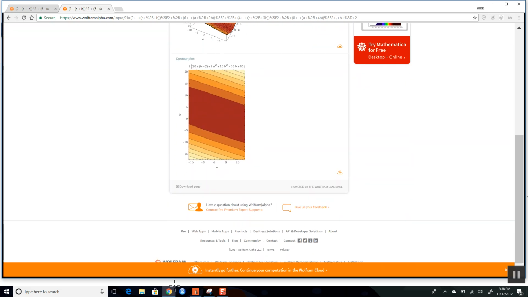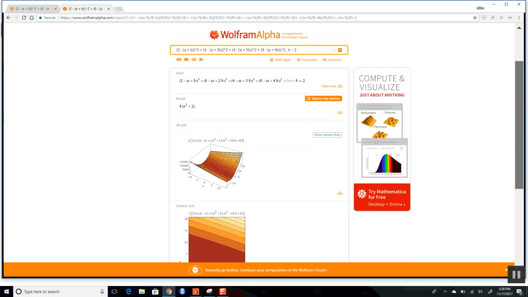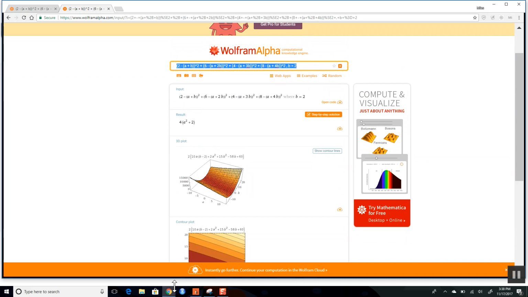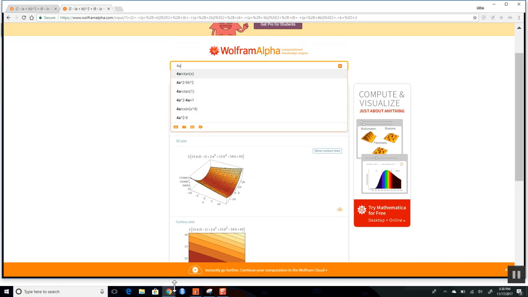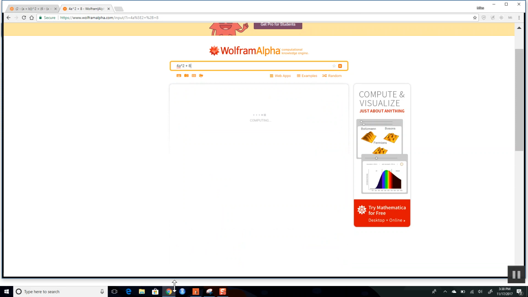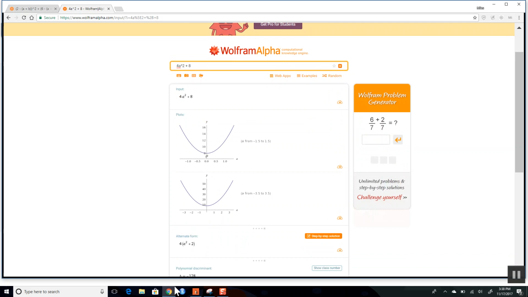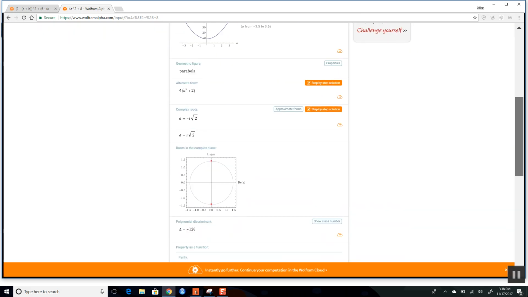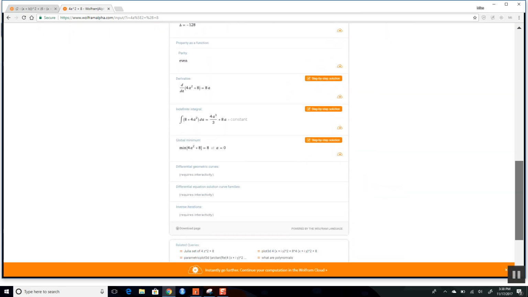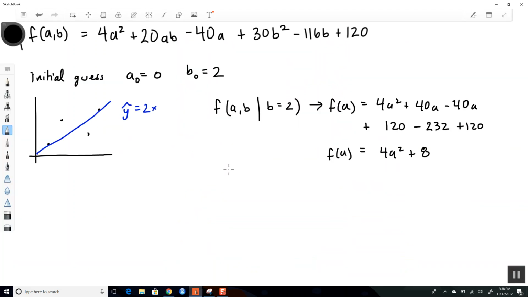All right. So then we just say, okay, where is this thing minimized? 4a squared, I'm sorry, plus 8. This is going to be minimized where a is equal to 0, right? Okay, so the minimum is at a equals 0, so that doesn't help us much, but that's fine. So this is minimized at a equals 0. All right, great.